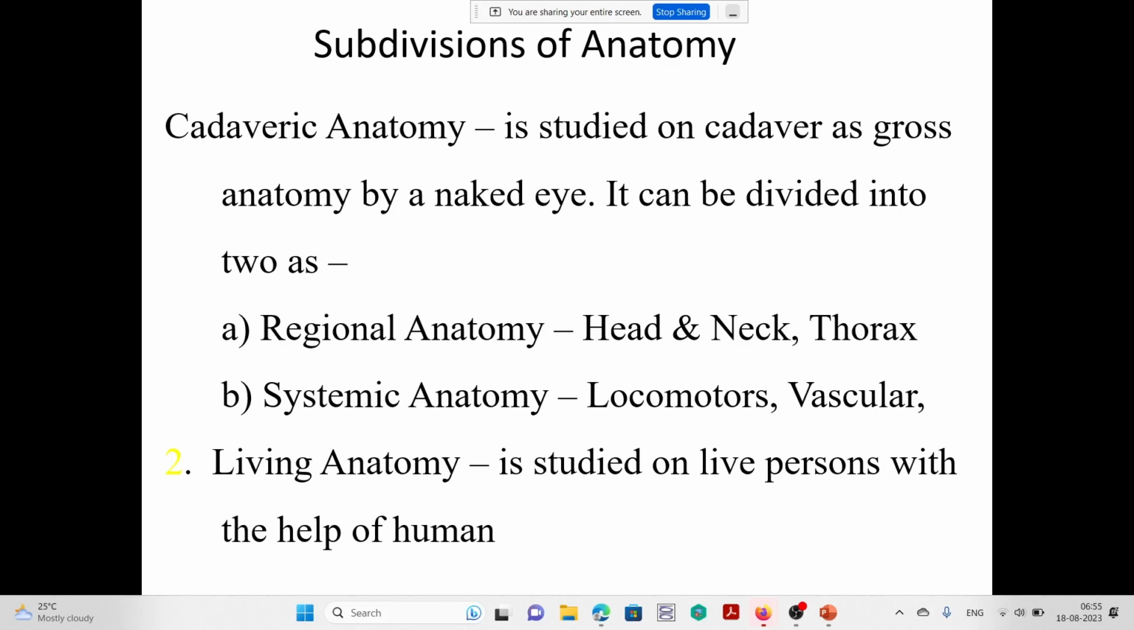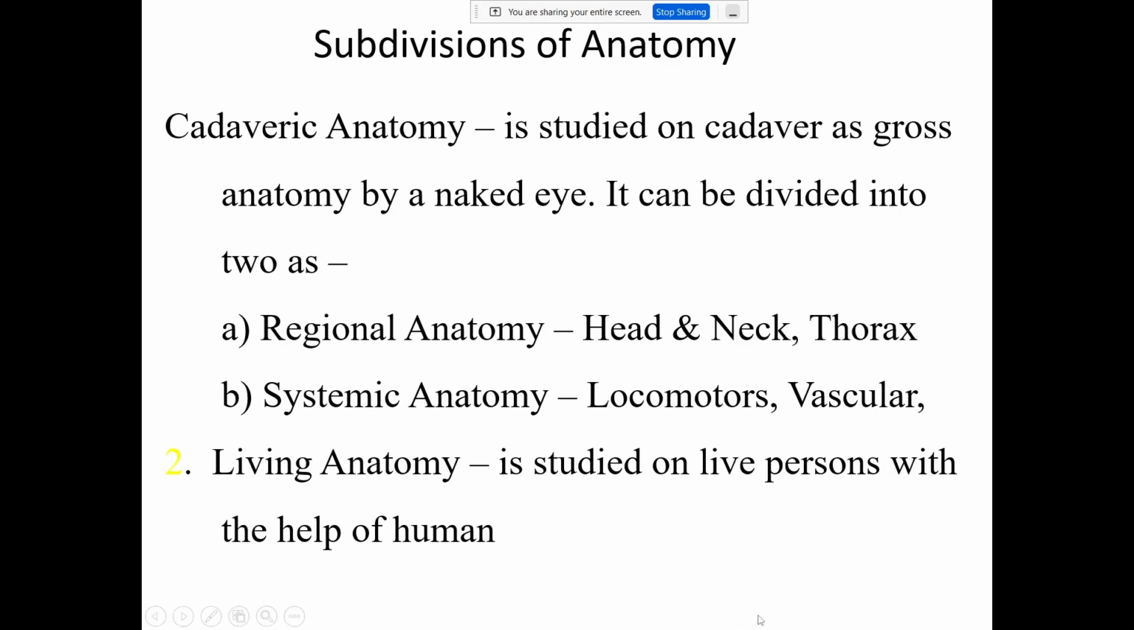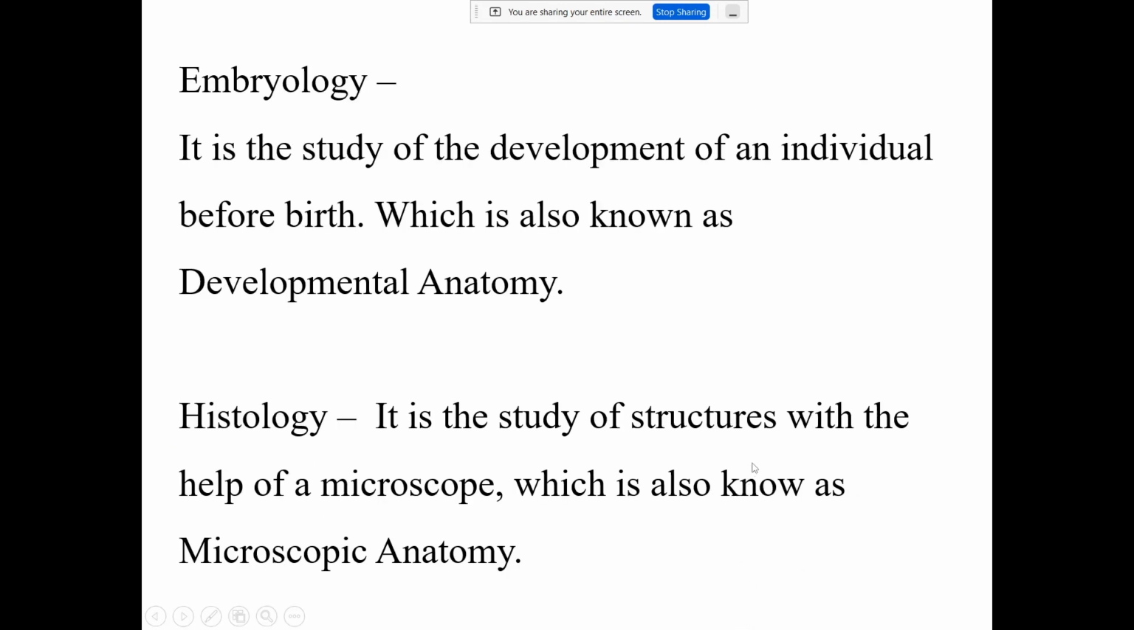So if you know the normal anatomical structure, then we are able to understand the changes of its size, shape, something like that. That will be considered as the living part of the human body. So then it will be called living anatomy. So remember this point. Then we'll come to the next.